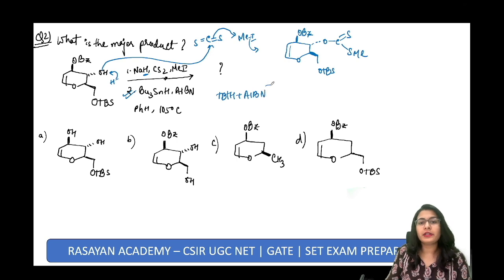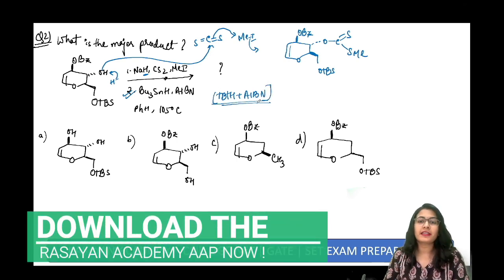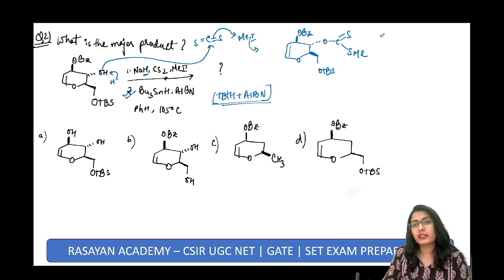All right, you know what TBTH and AIBN are if you have gone through the radical practice session, right? Reactive intermediates. Now, what is it going to do? It is going to generate a tributyl tin radical which attacks over here on this sulfur. The bonds open up in this way and there is a radical that you get. Now you know. Okay, so everything is very simple.